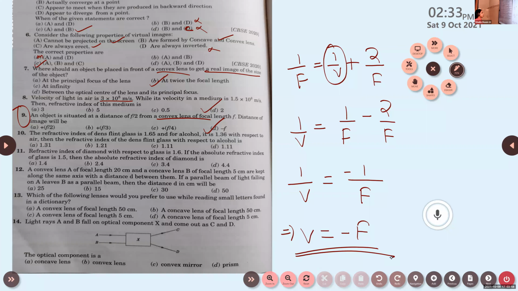Now the 10th question. The refractive index of a dense flint glass is 1.65 and for alcohol it is 1.36 with respect to air. Then the refractive index of the dense flint glass with respect to alcohol is 1.31, 1.21, 1.11 and 1.11. Here one option is repeating once again, so you only need to concentrate on the first three options. Is it 1.31, 1.21 or 1.11?